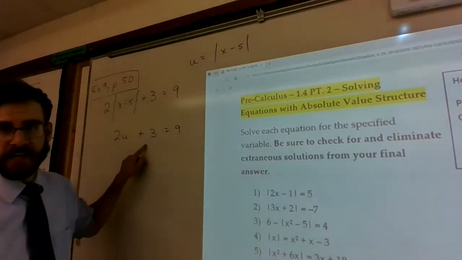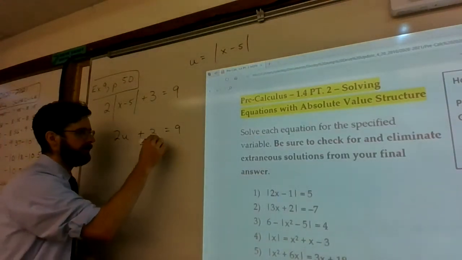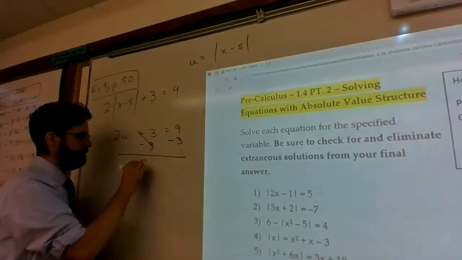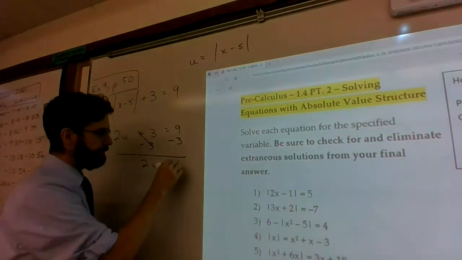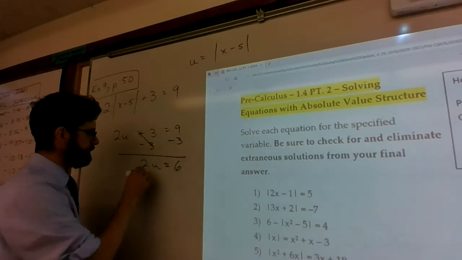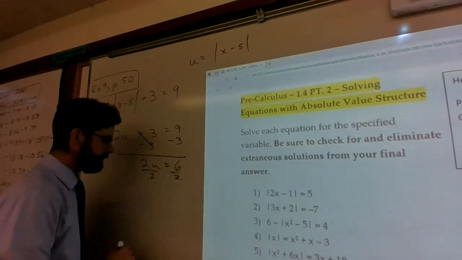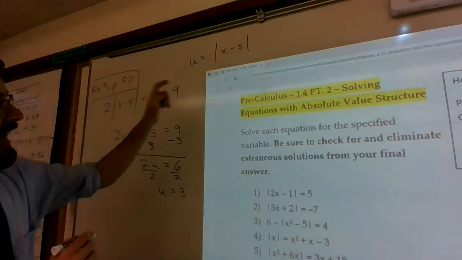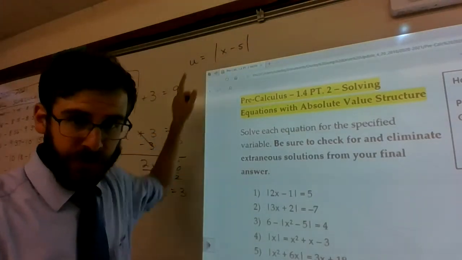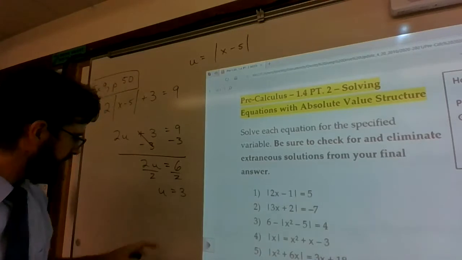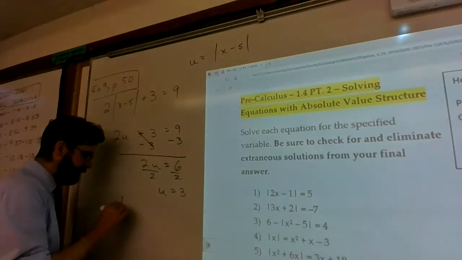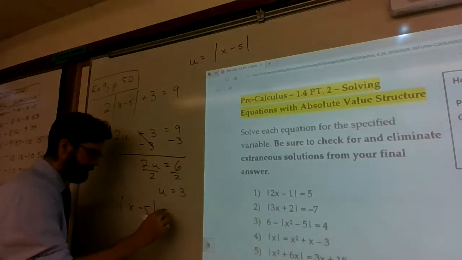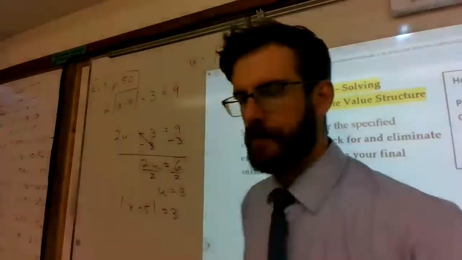You're supposed to subtract 3 from both sides, and then divide by 2. So u is equal to 3, which means x minus 5 under the absolute value equals 3. So I'm bringing the absolute value back, and hopefully that makes sense.